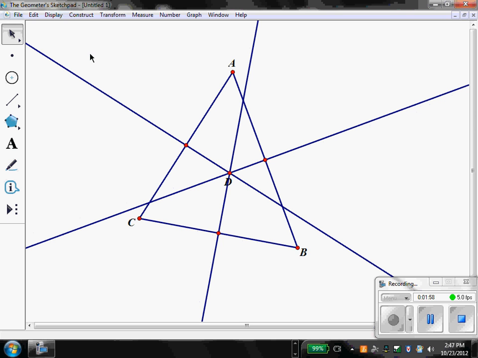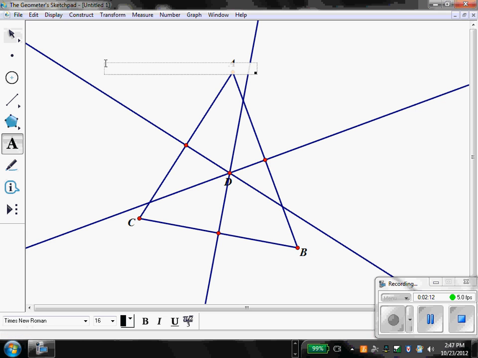Okay, so you will want to put a snapshot of this in your notebook. Make sure that you call these line segments perpendicular bisectors. Okay, take a snapshot and put it in your notes.